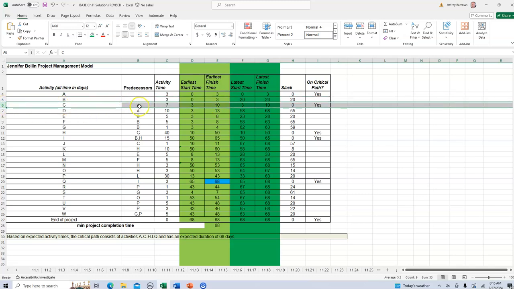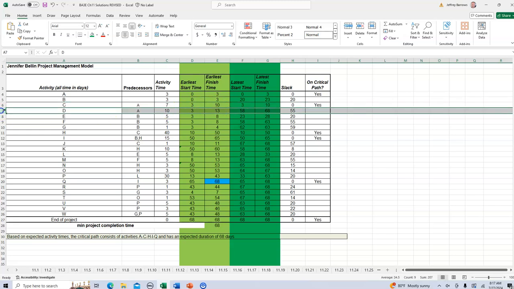Then we look at activity C, and what do we see? Well, activity C cannot start until activity A is done. So what I want to do is understand when activity A finishes, and it finishes on day 3. So we will say that activity C starts on day 3. It has a 7-day duration, and so it finishes on day 10. Same idea for D. Since it has A as a predecessor, it will start on day 3, 10-day duration, so it finishes on day 13.